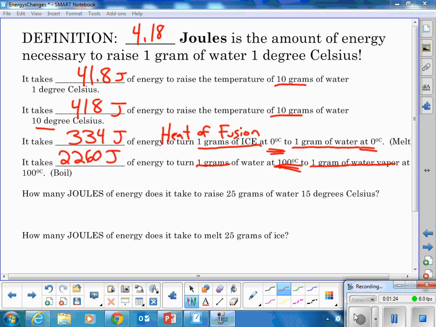Wow, it takes a whole lot more energy to boil something than it does to melt it. And that's called the heat of vaporization. Does that make sense? To vaporize something. That's how many joules it takes to vaporize 1 gram.